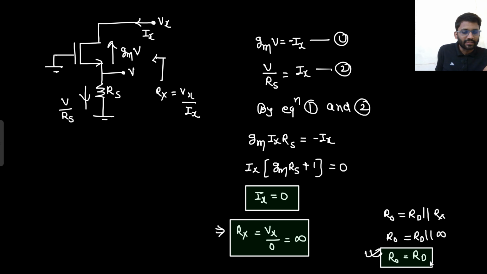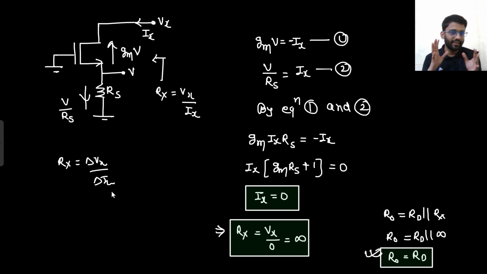You are finding output resistance. What you are doing is applying Vx, then changing Vx, and seeing what the change in Ix is. This is what you are doing, right? You change Vx, then you see what is the change in Ix. Are you able to understand this point? Basically, Rx is the change in Vx divided by the change in Ix. This is how you can write Rx as well.